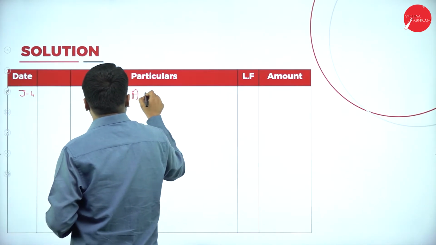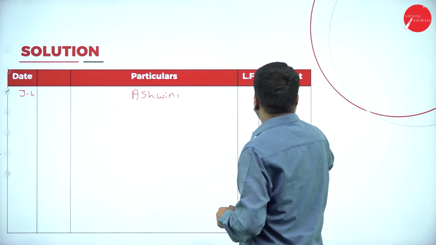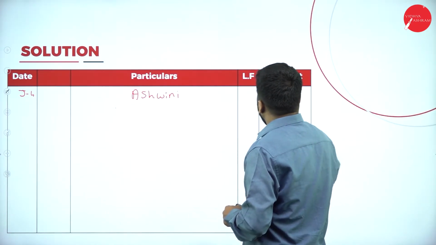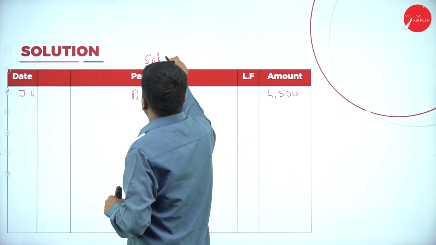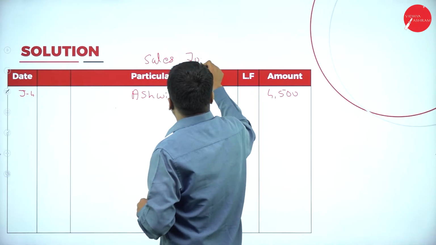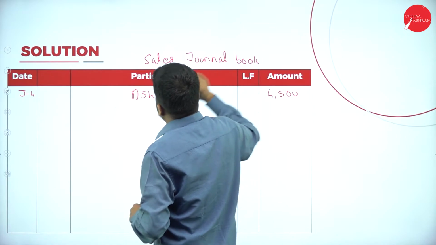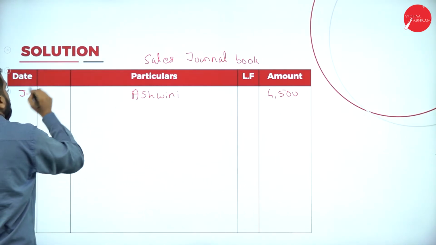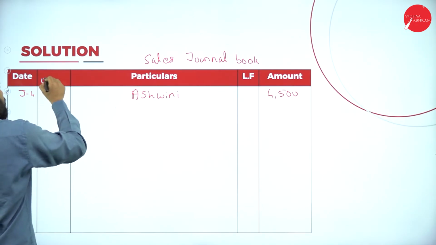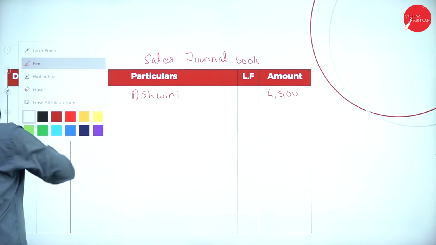So Ashwini, 4,500. Before that, what we should do? We should mention that sales journal book. Now, in this, mention here, for sales, we will write what? Outward invoice number. Remember this.